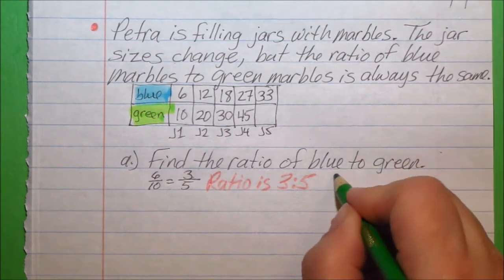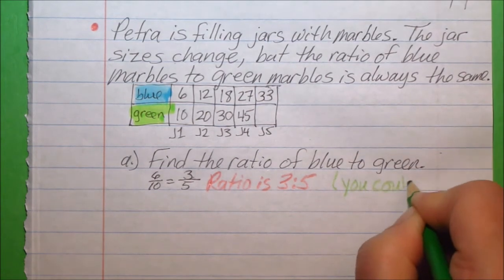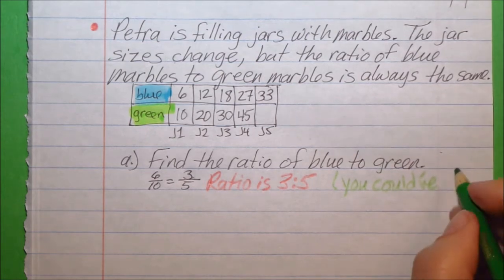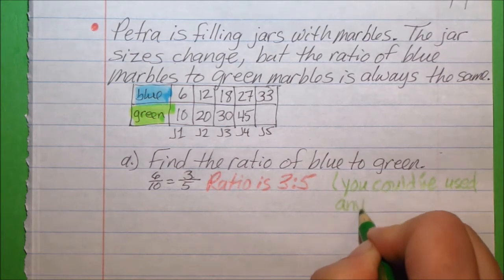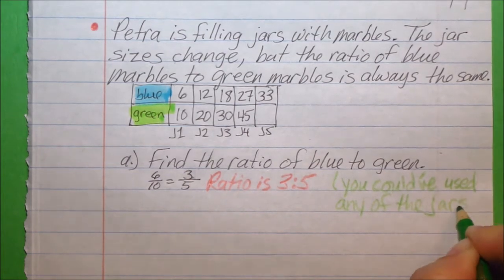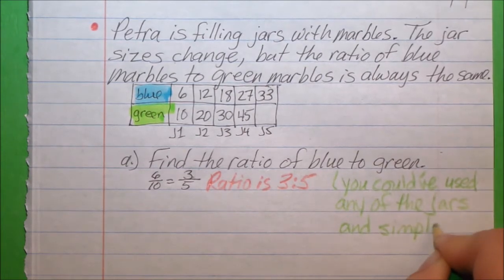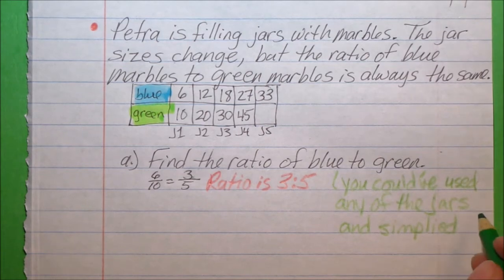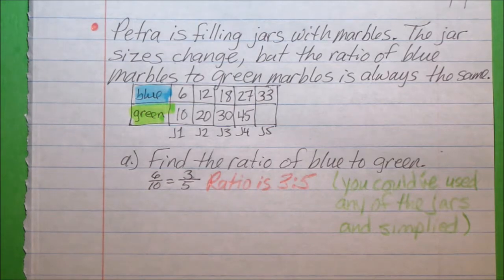Now, let's make a little note here so we know what we were talking about. You could have used any of the jars and simplified. As long as you have it simplified all the way down until it can't be simplified anymore, no matter which jar you started with, you would wind up with the ratio. So again, I just chose the one with the smaller numbers, easier to work with. Okay, so now B.